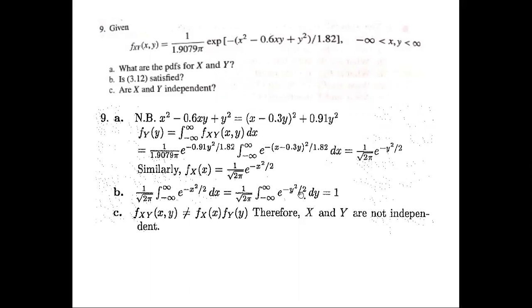Now if you multiply this with this, you are not going to get this. Therefore, x and y are not independent of each other.